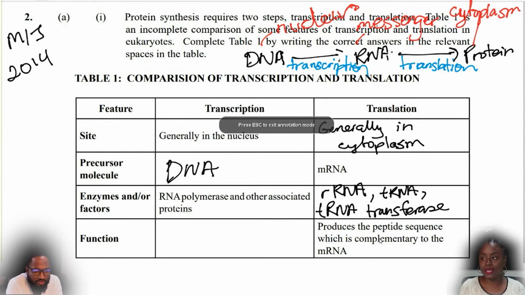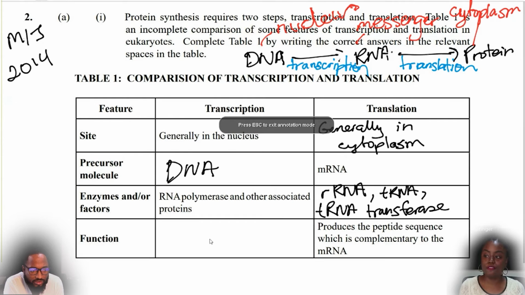So let's go with the one they gave us. They gave us the function of translation, and they say translation produces the peptide sequence, which is complementary to the mRNA. The peptide sequence is the sequence of amino acids. So remember, the mRNA leaves the nucleus and comes into the cytoplasm where the ribosomes are. So it's producing the peptide sequence, which is complementary to the mRNA molecule that would have left the nucleus.